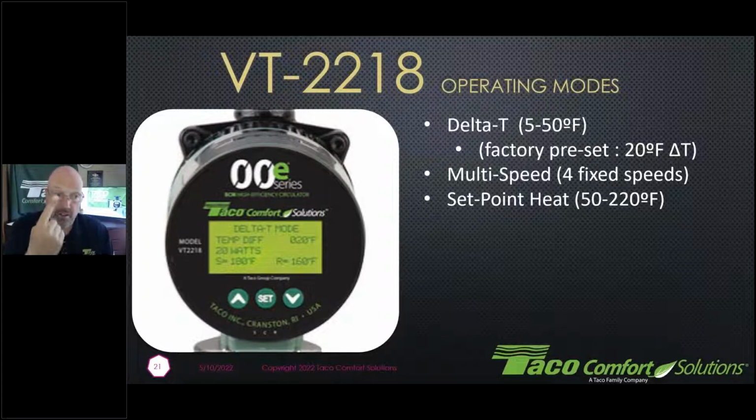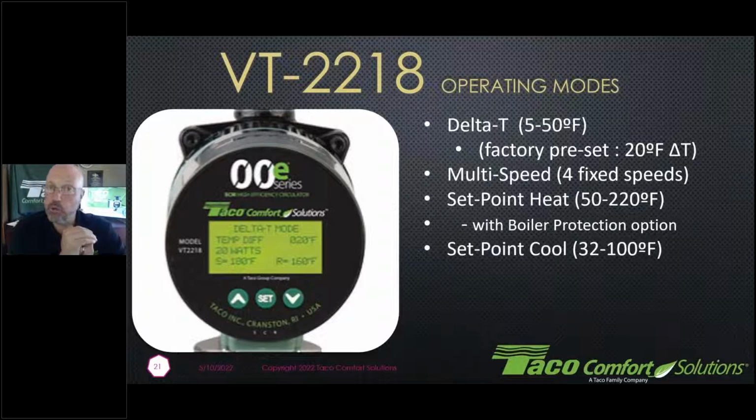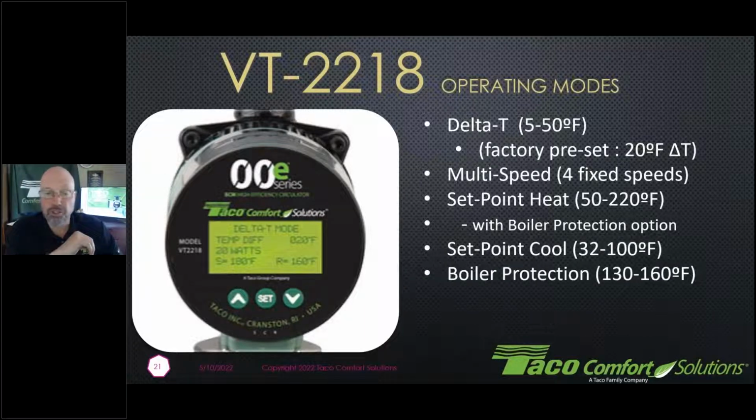Now that would just be on a single sensor, the supply sensor, but you do have the option, if you have this circulator in a non-condensing boiler, all right, your regular cast iron boiler, you take the second sensor, put it on the return side, and now we've got boiler protection so we don't drop below our condensing point, so it doesn't go any slower than that. We can do some cooling with it, all right. And we can also just set it up as a straight boiler protection, say as a bypass zone, a controlled bypass across your boiler. All right, so those are the operating modes coming out of the VT2218.